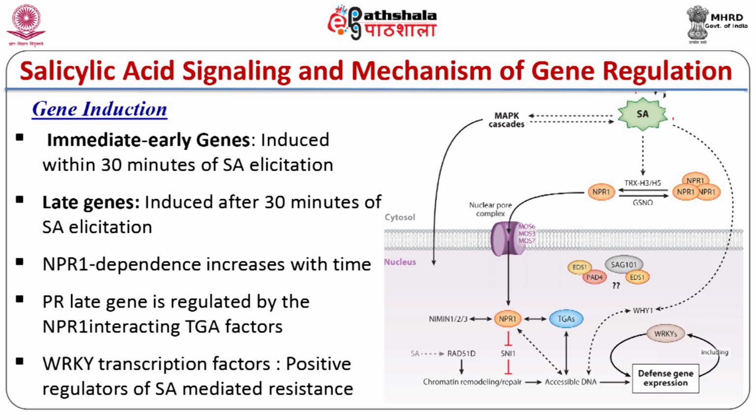The WRKY family of transcription factors act downstream of SA signaling. WRKY 18, 28, 53, 54 and 70 act as positive regulators of SA mediated resistance. Among them, WRKY 28 binds to the W box core motif present on the ICS1 promoter and works as a positive regulator of induced ICS1 expression. Other transcription factors, namely ethylene response factors and R2R3 MYB factors, also affect SA signaling.